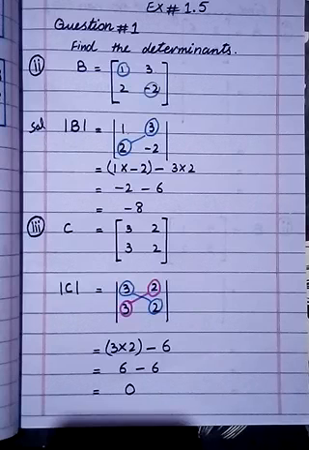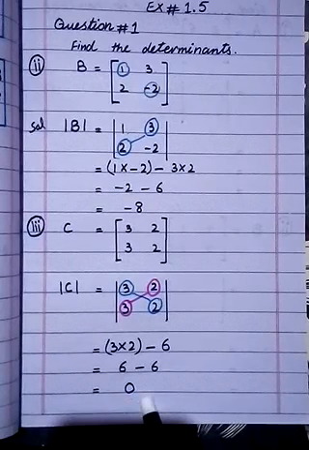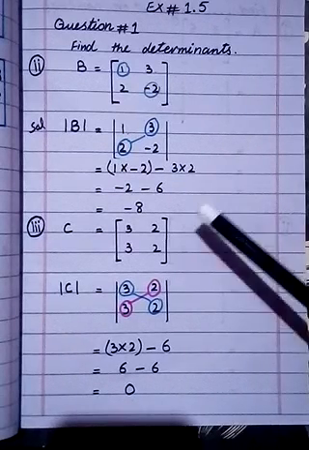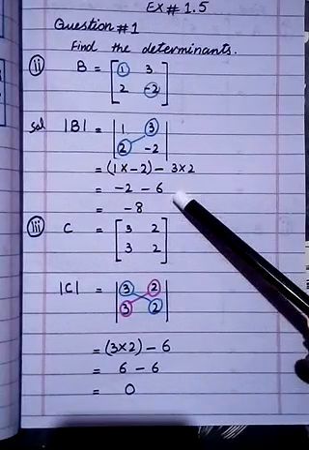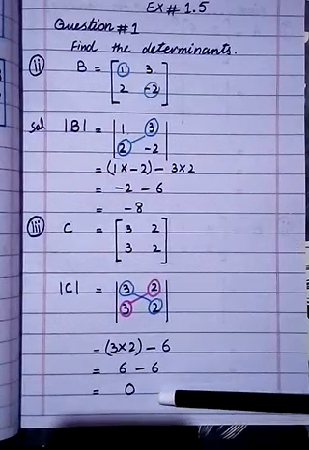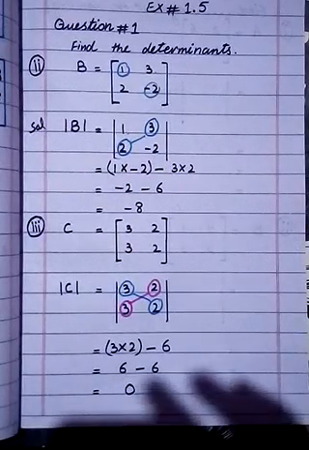Now, whenever the determinant equals 0, it is known as a singular matrix. And when its determinant does not equal 0, then it is known as a non-singular matrix. This one is a singular matrix because its determinant equals 0.